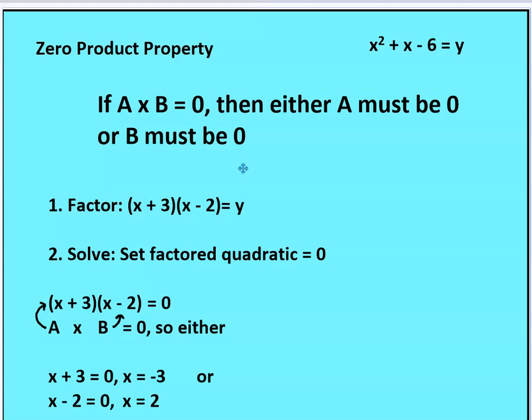We're going to use this information to solve a quadratic by setting y equal to 0 and then finding the values of x that make the statement true. That happens when a is 0 or b is 0. So that's the zero product property.